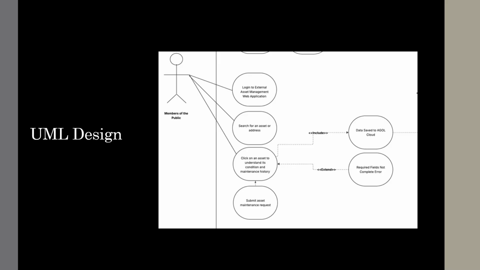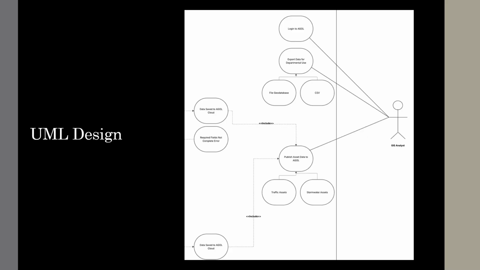Members of the public will interact with a separate, public-facing application that allows them to submit maintenance requests. The data inputs from both maintenance crews and the public have required fields that need to be filled out to successfully save changes or requests. Like maintenance crews, any submitted information is automatically saved to the ArcGIS Online cloud.